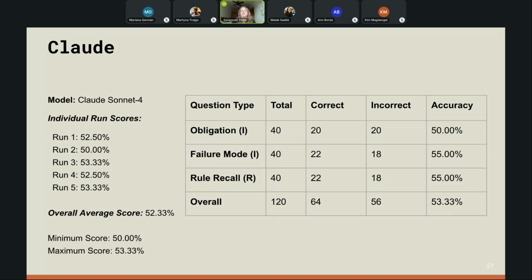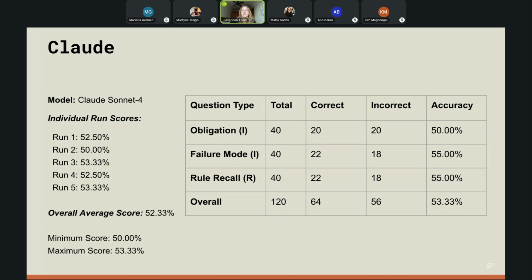And then the third model we've looked at so far is Claude. In particular, we looked at Claude Sonnet 4. Claude seems to have more stable performance. All of the runs hover right around 50%. Again, it does slightly worse on the obligation identification questions, but overall pretty similar and stable performance, which is really interesting to see.